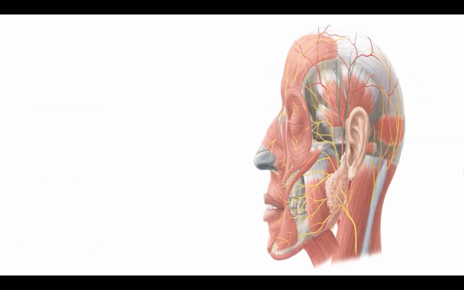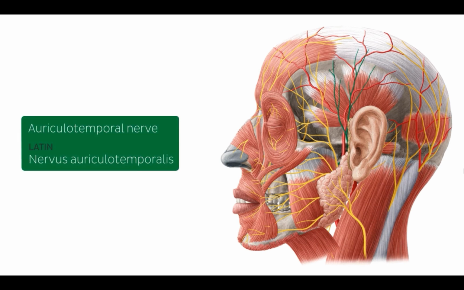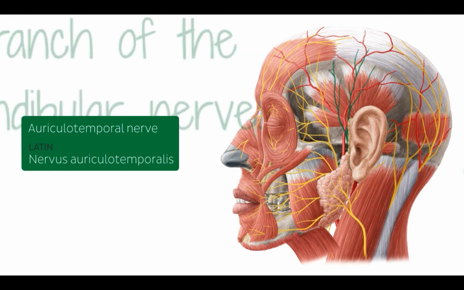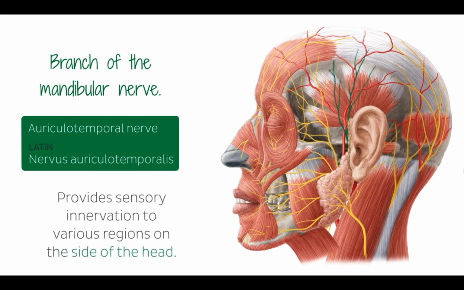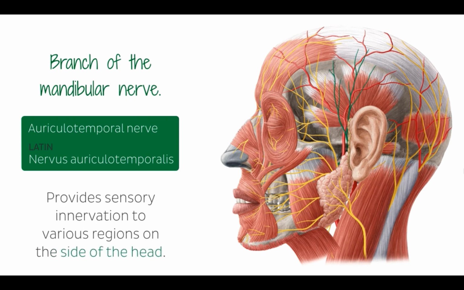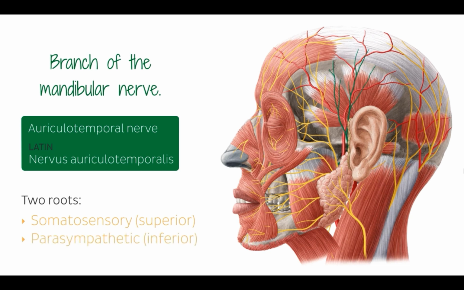Next on our list, we're going to turn again to the lateral side so we can see the auriculotemporal nerve highlighted in green. So you have one on each side of your head. This is a branch of the mandibular nerve, a branch that runs with the superficial temporal artery, which you can also see here on this image, and the vein. The auriculotemporal nerve will be providing sensory innervation to various regions on the side of the head. This nerve has two roots, a somatosensory root, which is found superiorly, and a parasympathetic one, which is found then inferiorly.